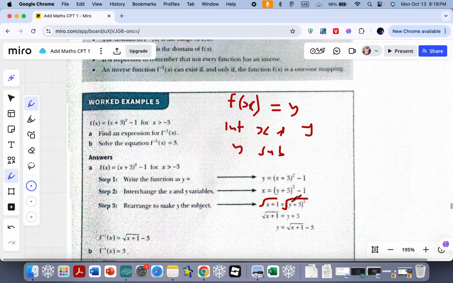Similarly, look at this graph. This line, this f function, the inverse will simply be this red one that complements it. Is that okay? So you don't have to worry too much.